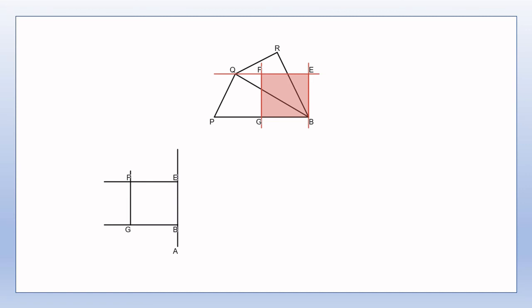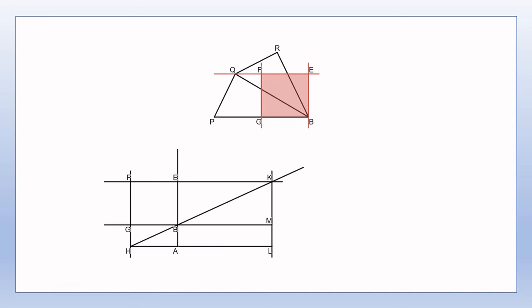Extend the line FG and draw a line parallel to BG through A meeting the line through FG produced at H. Draw a line through HB and extend the line FE to meet the line through HB in K. Draw a line through K parallel to EB and extend the lines GB and HA to meet the line just drawn through K in the points M and L respectively. The area of the rectangle ABML is equal to the area of rectangle BEFG.